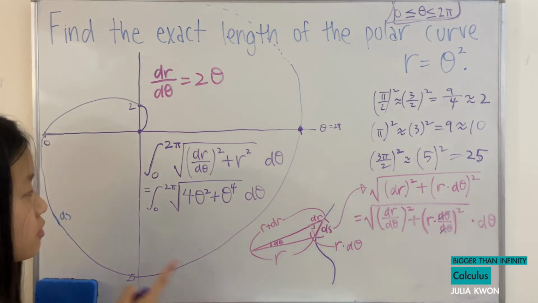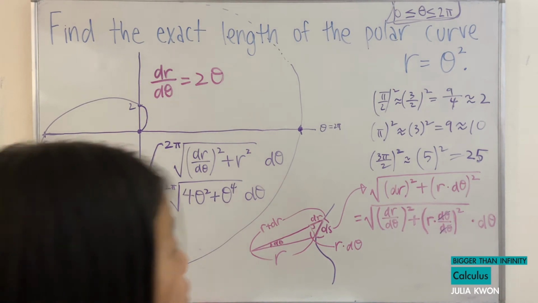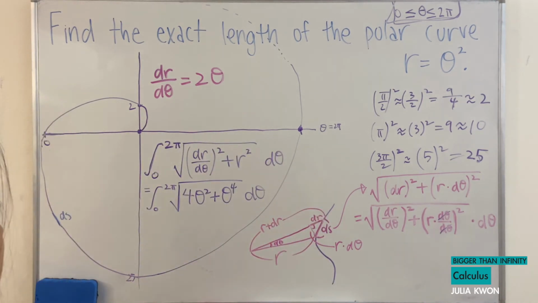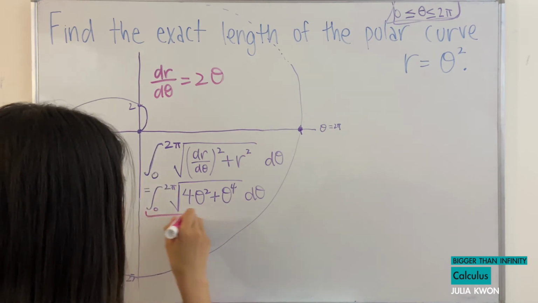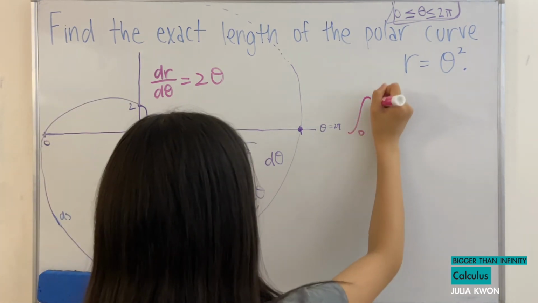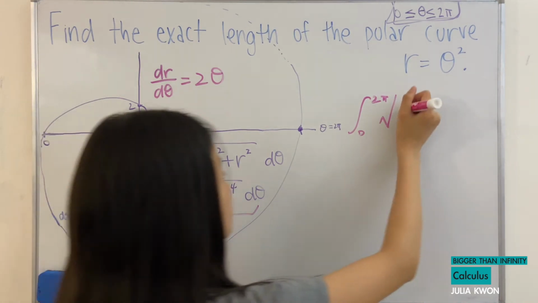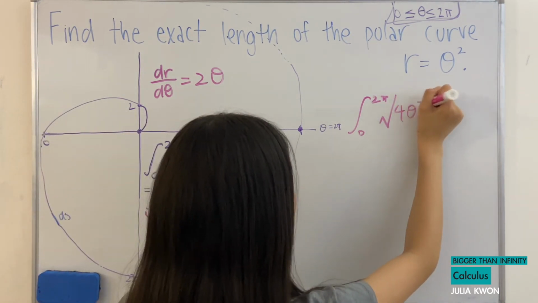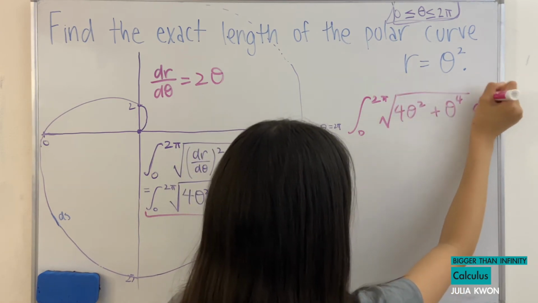And then we can just integrate this, right? We can integrate this by hand. But I don't think I have room, so I'm going to erase some parts. We have the integral from 0 to 2 pi of the square root of 4 times theta squared plus theta to the power 4 d theta.